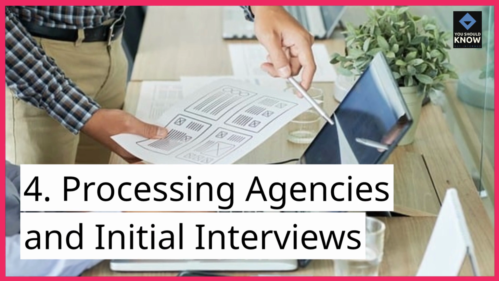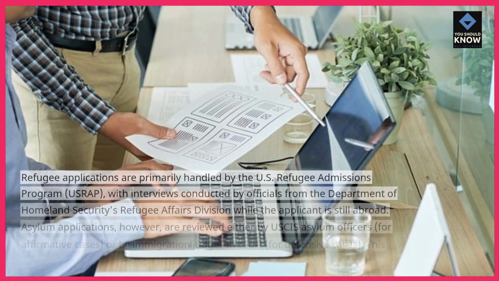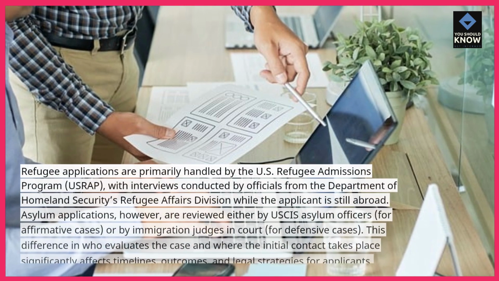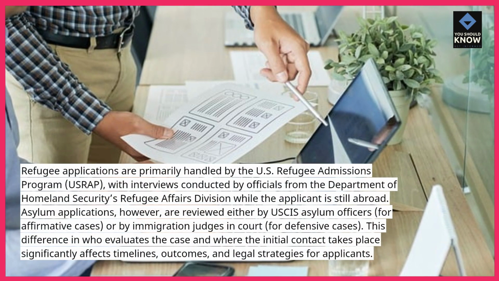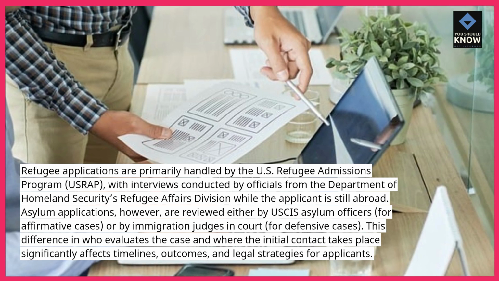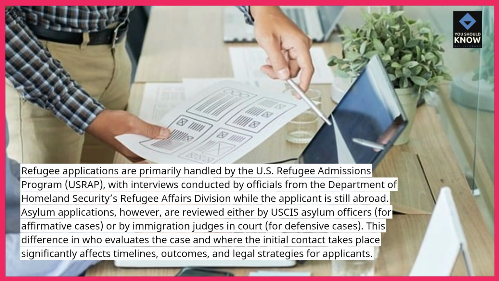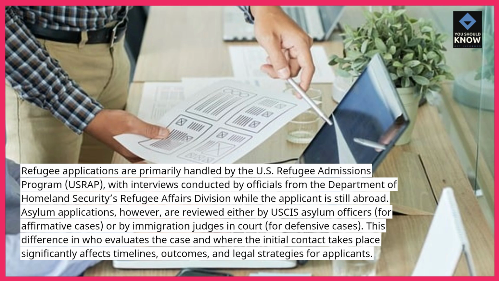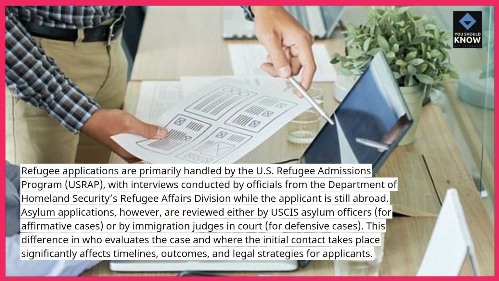4. Processing agencies and initial interviews. Refugee applications are primarily handled by the U.S. Refugee Admissions Program, USRAP, with interviews conducted by officials from the Department of Homeland Security's Refugee Affairs Division while the applicant is still abroad. Asylum applications, however, are reviewed either by USCIS asylum officers, for affirmative cases, or by immigration judges in court, for defensive cases.